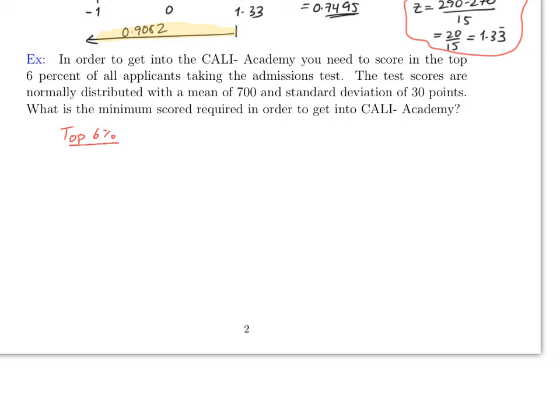And it says that the test scores are normal, so that's how you know you have to use the Z table, where the mean is 700 and the standard deviation is 30. Okay, so this is the part that is given, and it says what is the minimum score needed in order to get into Kali Academy. So what you're trying to find is X. So this is what you want. So find X.